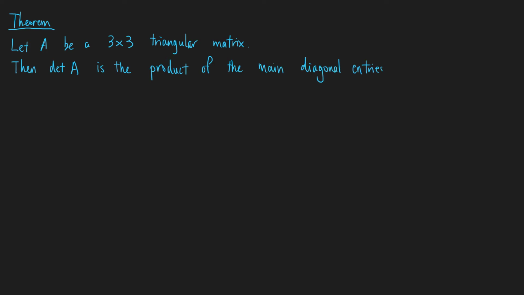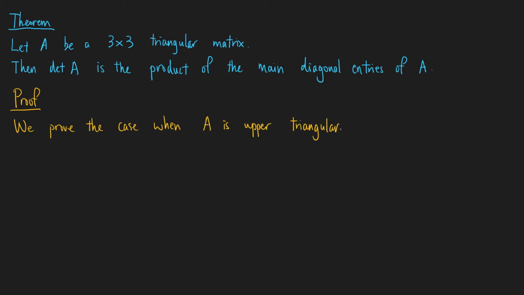The following theorem is very useful. Let A be a 3x3 triangular matrix. Then the determinant of A is the product of the main diagonal entries of A. For the proof, we will only prove the case when A is upper triangular, because a similar argument works if A is lower triangular instead.